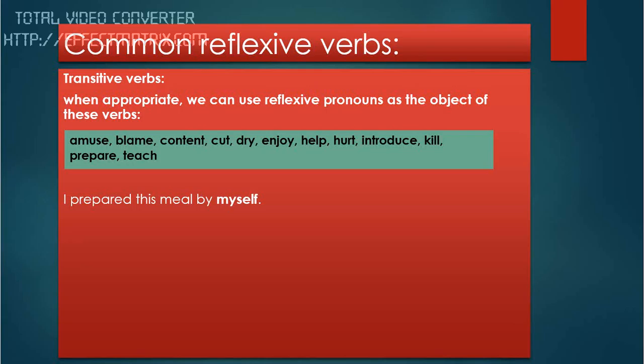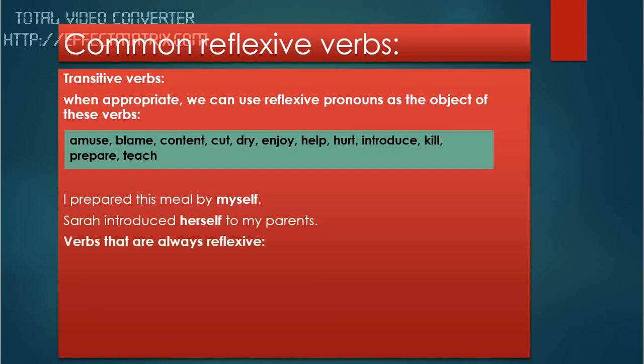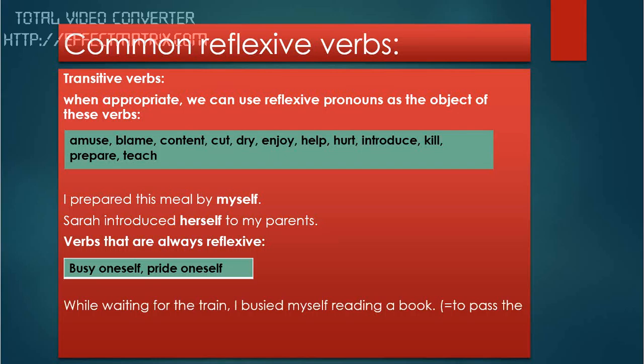For instance, I prepared this meal by myself. Sarah introduced herself to my parents. Then there are some verbs that are always reflexive, like busy oneself, pride oneself. While waiting for the train, I busied myself reading a book.